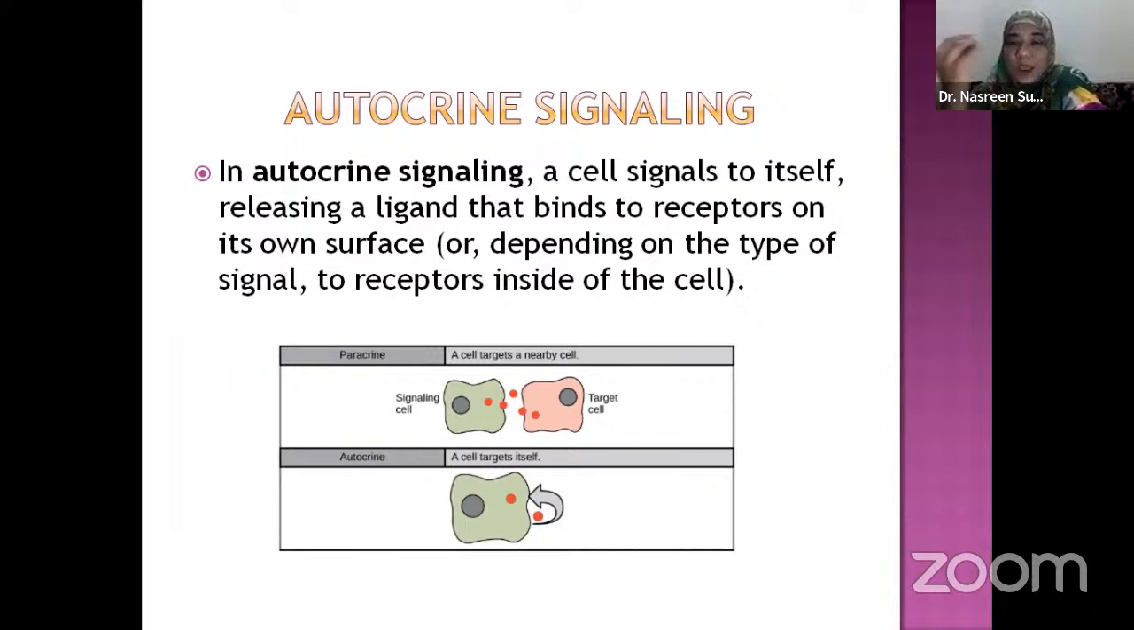Generally speaking, our body should produce antibody to an antigen when there is an antigen. But in some cases, in autoimmune disease, our body fails to recognize our own cell. They think that our own cell is an antigen and they start producing antibodies. So the antibodies are acting on our own cell. That is a type of autocrine signaling.